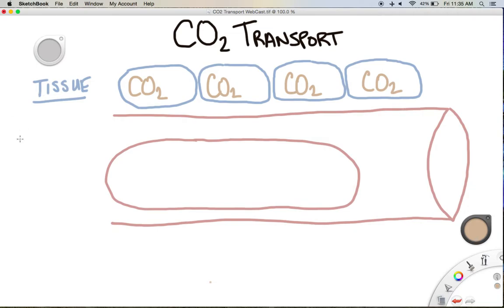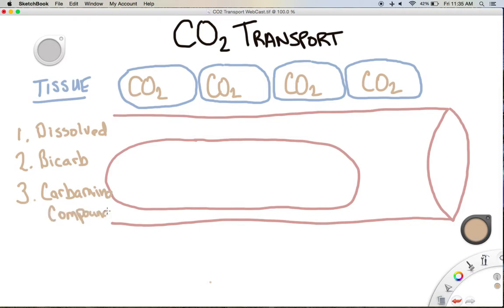The first one is something just called dissolved CO2. The second one we're going to talk about is the bicarbonate anion. And lastly, we will talk about something called a carbamino compound. All right, we'll see if we can fit this all in one screen.